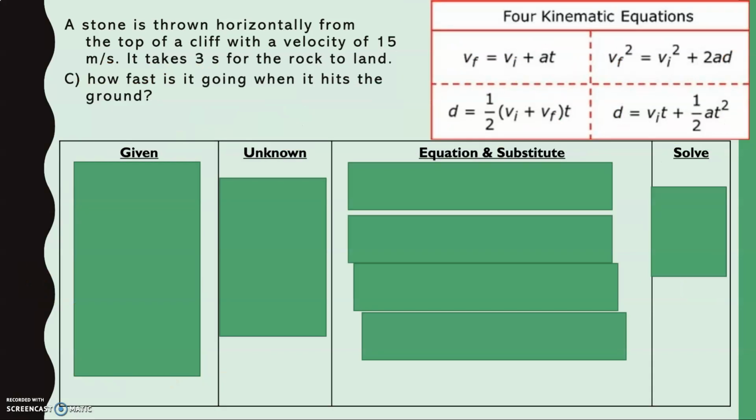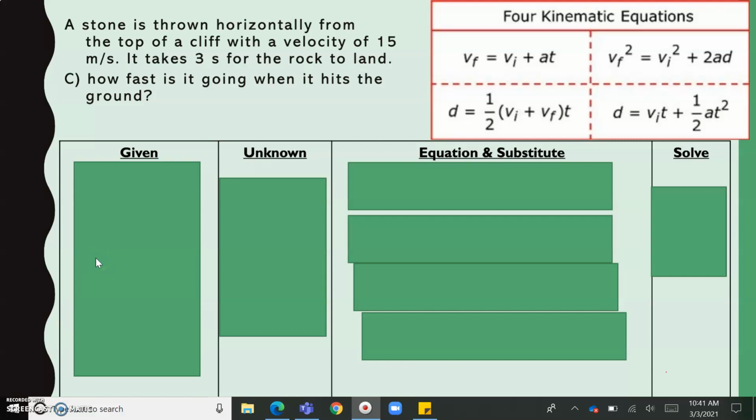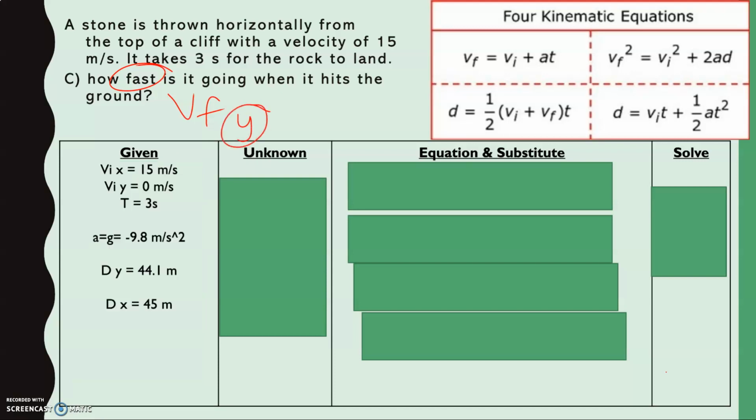All right, part C, last part with this stone being launched off of a cliff. So same givens, 15 meters per second horizontally. The time is 3 seconds. And of course, we already have several givens that we knew from the previous parts A and B. So part C, it's asking how fast is it going when it hits the ground. So we're going to be looking at a final velocity, and we're going to be considering that we're looking for the y direction. So here are all the givens that we were always given.